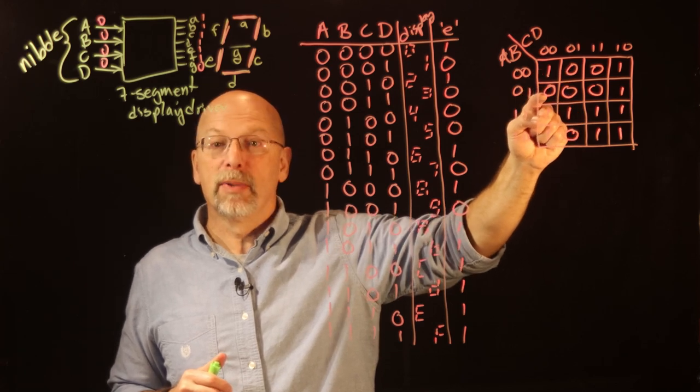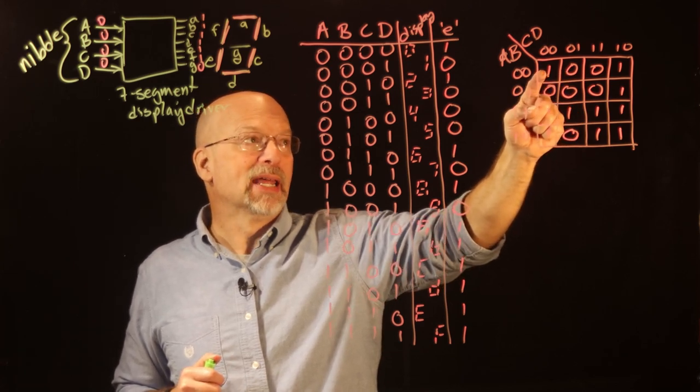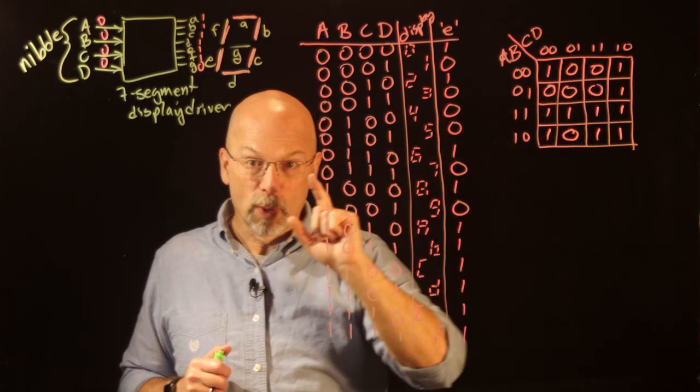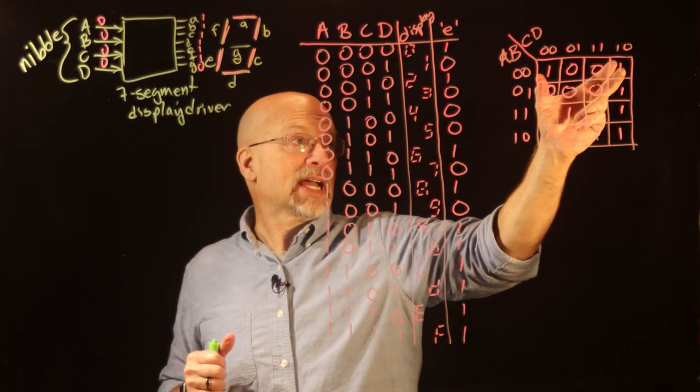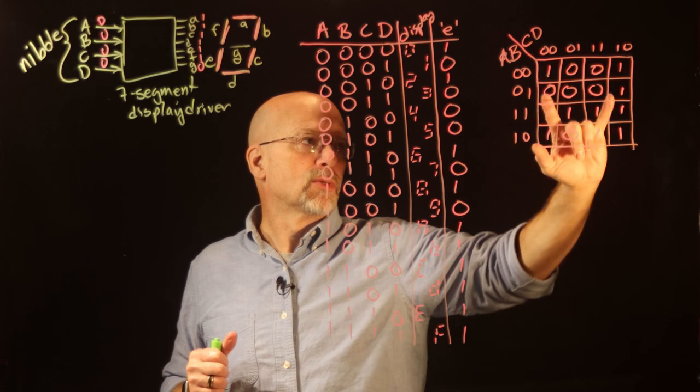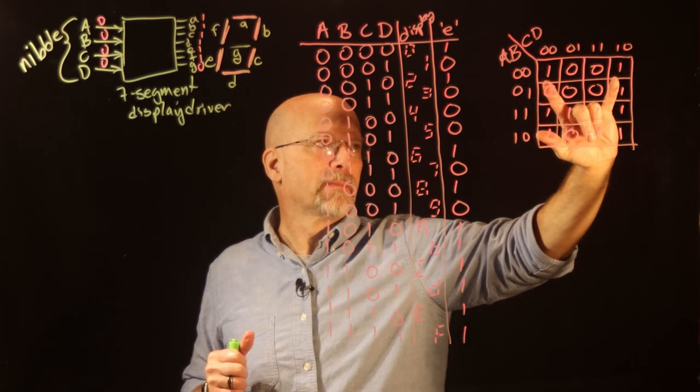I can't double it to the one below it. There's a 0 blocking me. But I can double it across. Remember, we can cross borders. So I can actually pair it with these two. So those two can be paired together.